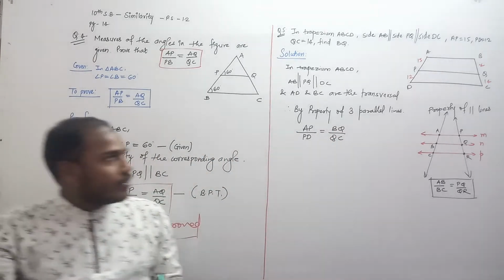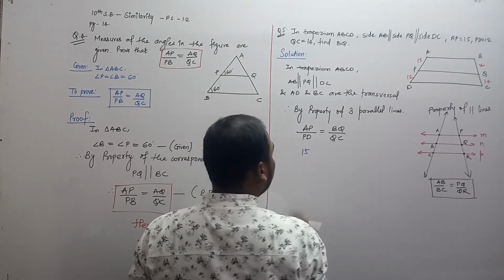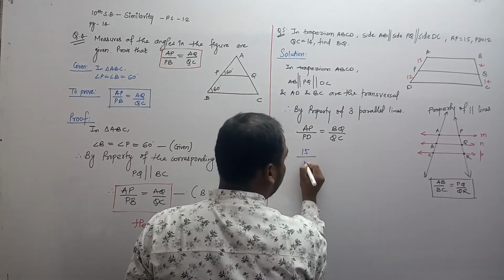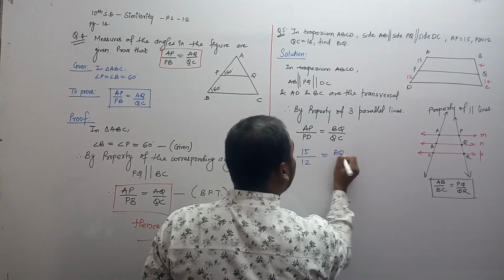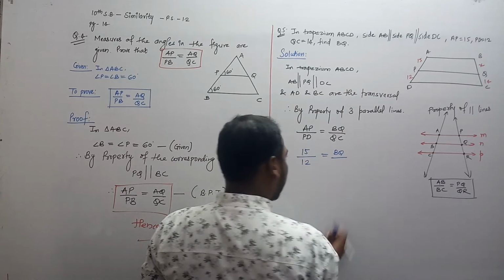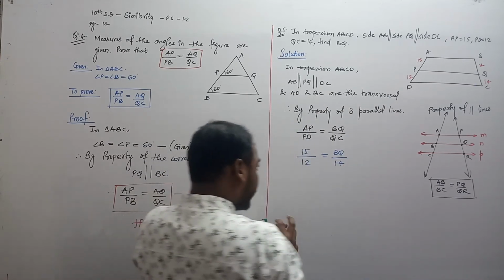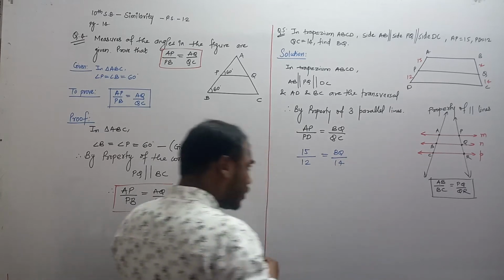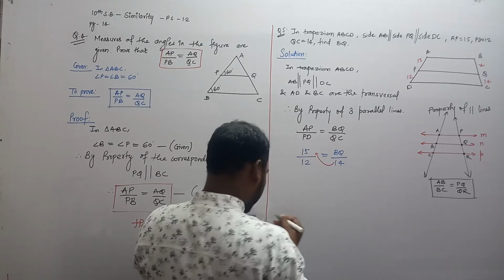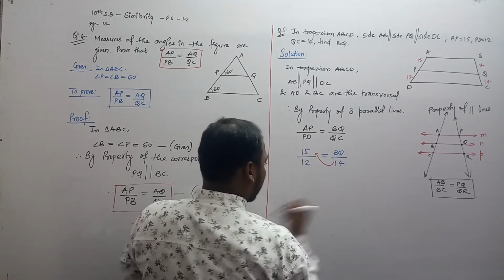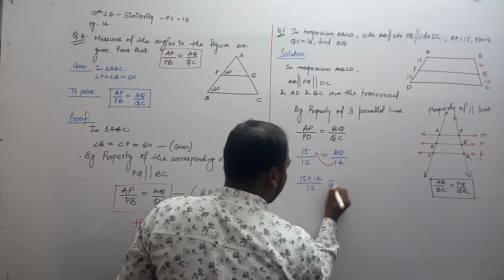Now we have the values. In place of AP, they have given 15, so we will write 15. And PD, they have given 12, so we will write 12. BQ is unknown and we need the value of BQ, so we will write BQ as it is, and QC they have given 14. We need the value of BQ. Suppose BQ stays in its place, we will transfer 14 to this side. So the ratio becomes 15 into 14 divided by 12.